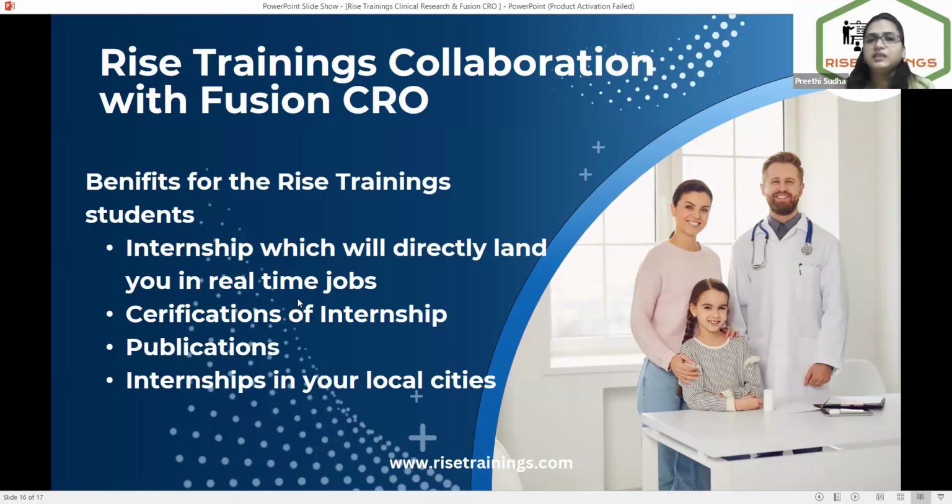And the other important thing here is publications. Fusion CRO helps you to get publications. So, students, raise your hands. How many of you are interested to take publications? I know all the pharma students here are eagerly waiting for the publications of their project works, or they want to add the publications to their resume, right? Almost all people are very interested to get the publications.